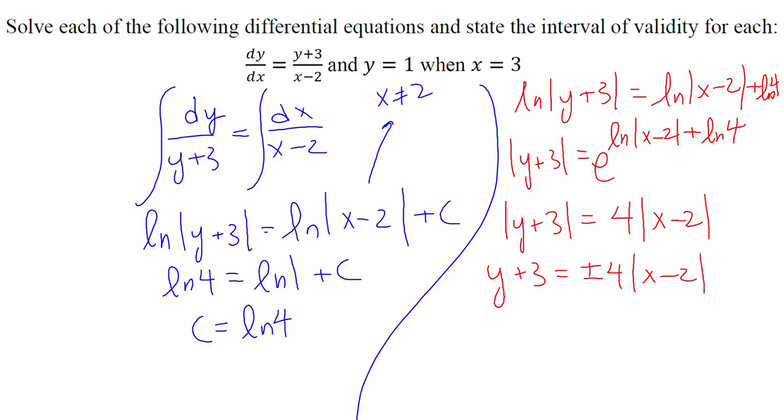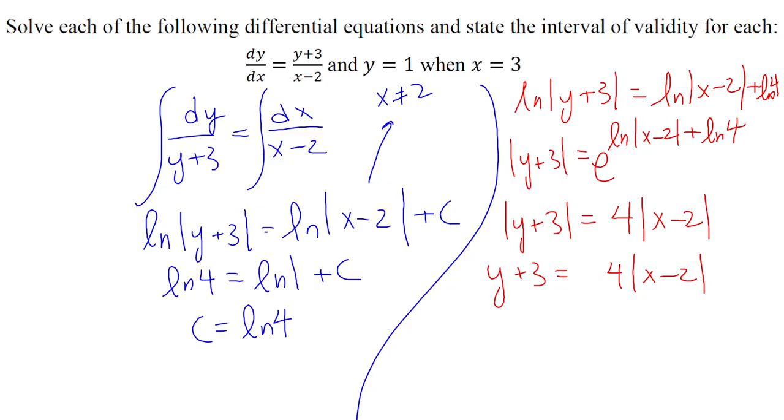We want to pick whichever one will make our initial condition true. So if we plug in 3 for x there, we get 4 times 1. So we either have positive or negative 4 is equal to 1 plus 3. Well, that's clearly the positive version there. So I don't want the negative, I want the positive. And I don't really need to put a plus sign in front.